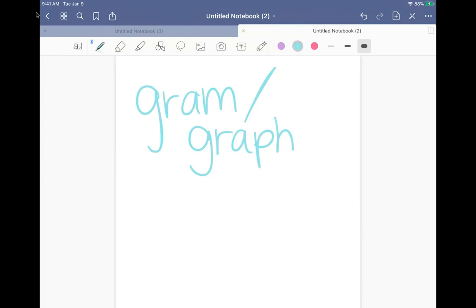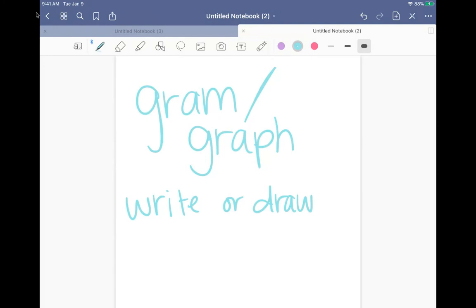Gram/graph. I would see these separately in a word. All right? But I know that when I see gram or I see graph, it is going to have a meaning attached to it. The meaning that is attached to these roots is to write or draw. Now, thinking about the root and thinking about its meaning, I want you to brainstorm for a second any words that you might know that have gram or graph in them, okay?